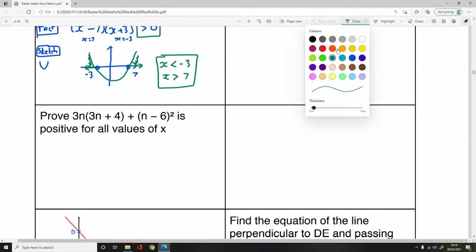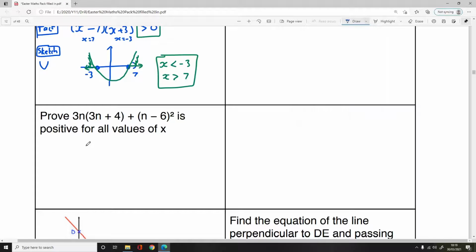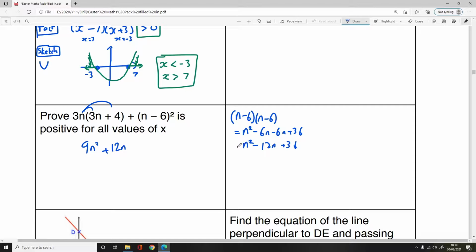Okay, another proof. Interesting. We are trying to prove that this is positive for all values of x, so I think your obvious first step is expand it, simplify it, see what you get. So let's do that. We would end up with 9n squared plus 12n, and then just remember, if you're expanding n minus 6 squared, you're talking about n minus 6 times n minus 6, which is n squared minus 6n minus 6n plus 36. That's n squared minus 12n plus 36. So let's combine that. So that's plus n squared minus 12n plus 36.